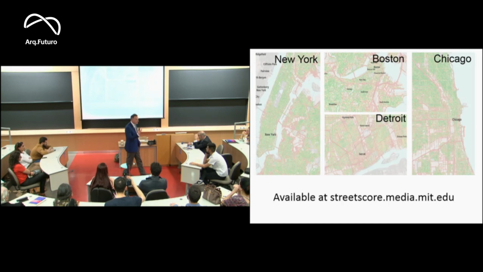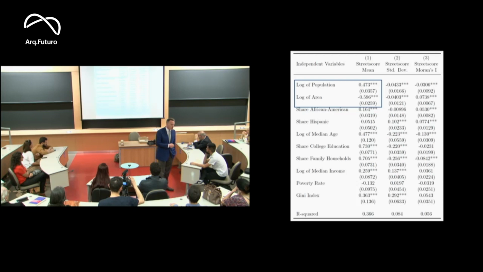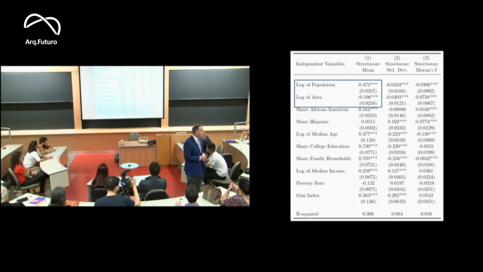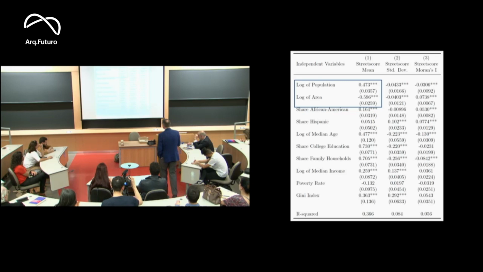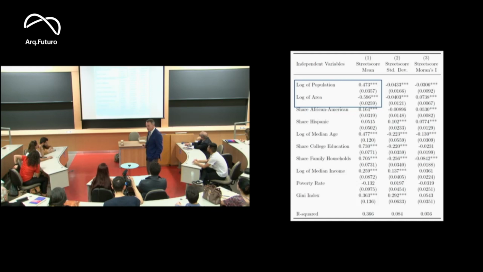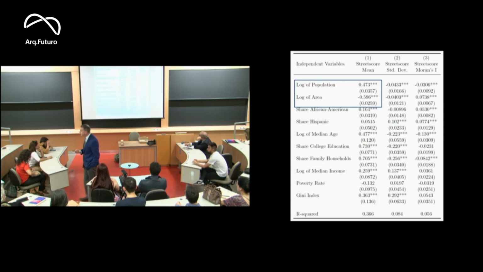So what predicts a high street score? What predicts high thinking? Well, it turns out population density. Where people live, people feel safe. Education is, again, a very big predictor. Lots of families, very big predictor. Older areas, people feel safer in. Actually, we thought that having more African Americans would be associated with feeling less safe. It's not true in this data. There isn't a negative correlation there.